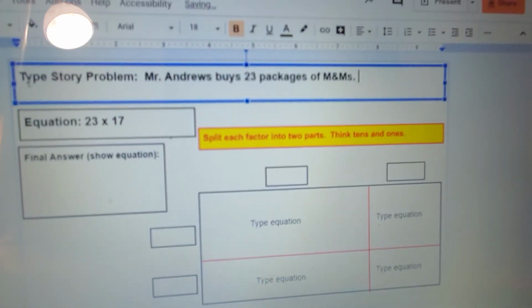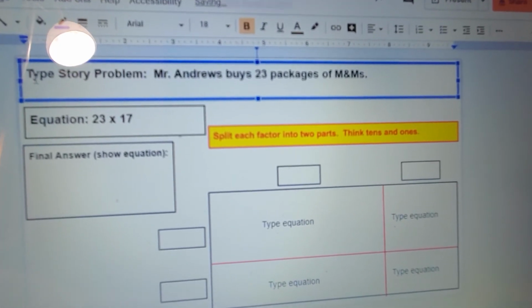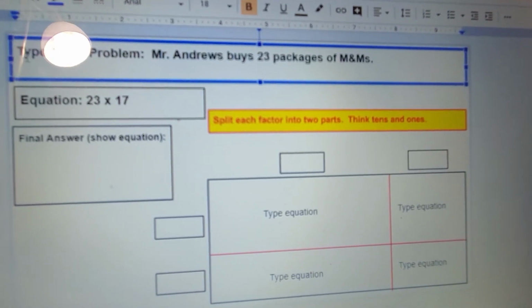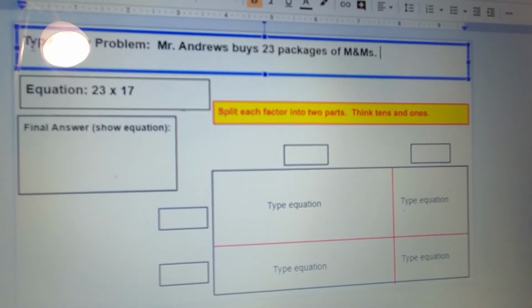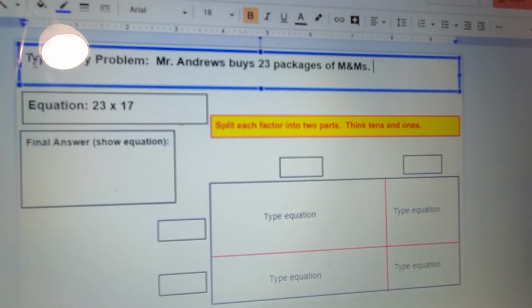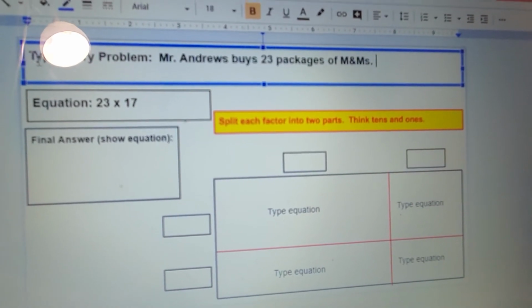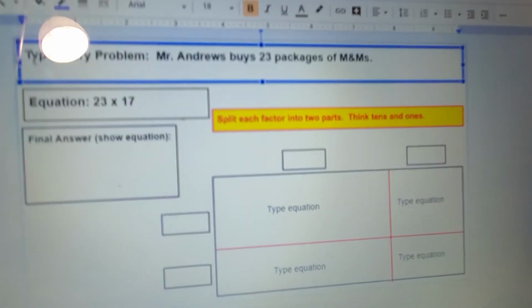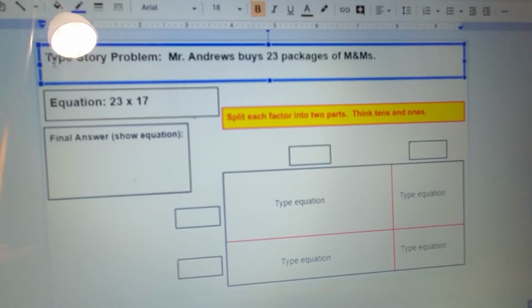All right. Okay. Now, the next question you should be asking yourself is, does he like peanut M&Ms or plain M&Ms? No, I'm just joking. That doesn't matter. The next part is, okay, well, how many M&Ms are in each package? I need to know that. Oh, well, there's 17 because that's my other factor.